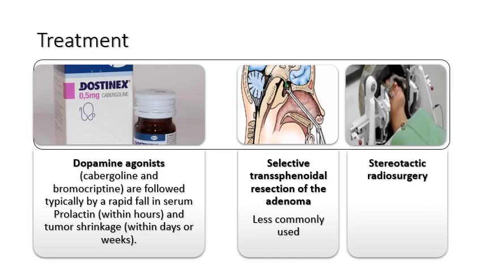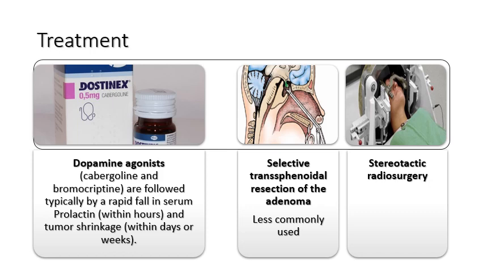The third modality is the stereotactic radiosurgery or gamma knife. It's also rarely needed, and sometimes needed if the patient failed after surgery: if there's a failure of response to surgery, persistent hyperprolactinemia after surgery, or recurrence of the tumor after surgery, we can do gamma knife stereotactic radiosurgery.